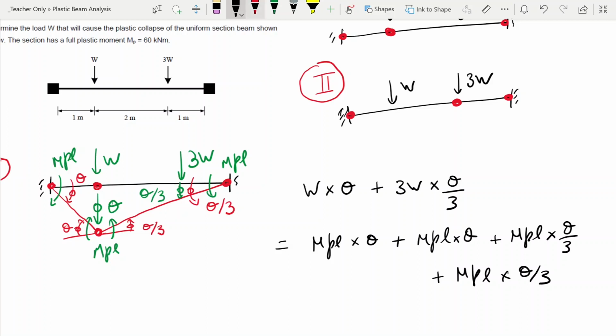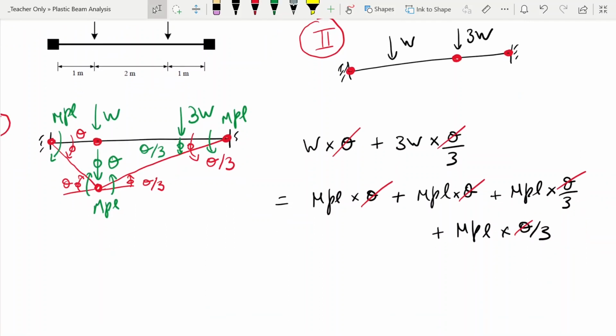Again, in these equations, the thetas always simplify. We're going to get rid of all of this, which now we can simplify as the first part is W plus 3W over 3, that's just 2W. This is going to be equal to 1 MPL, 2, and this is a third and another third, so 2 plus 2/3 is 8/3, so it's 8/3 MPL. Okay?